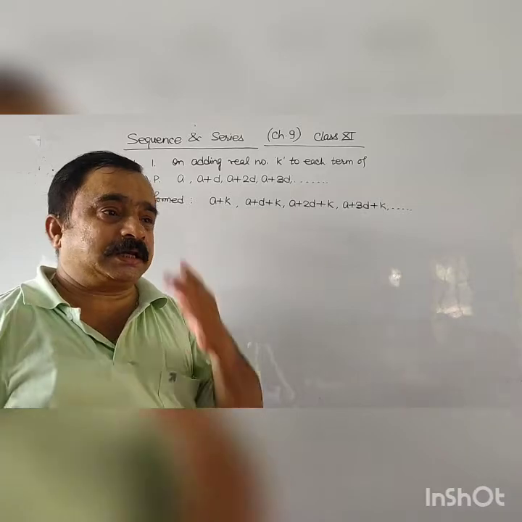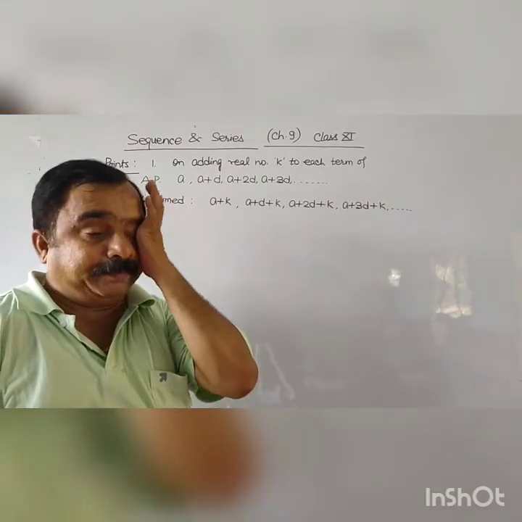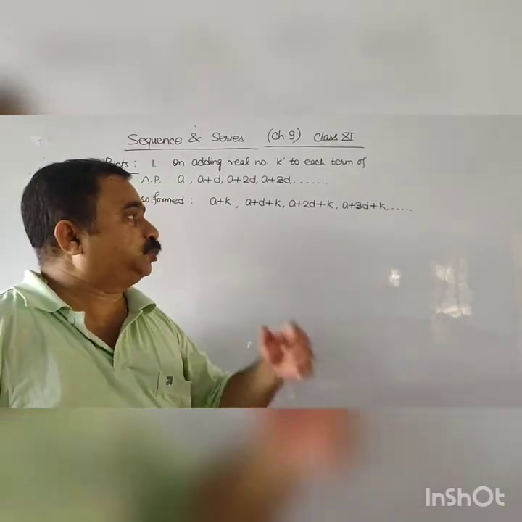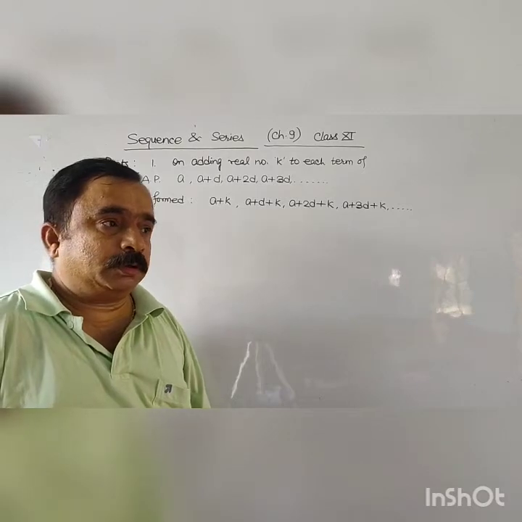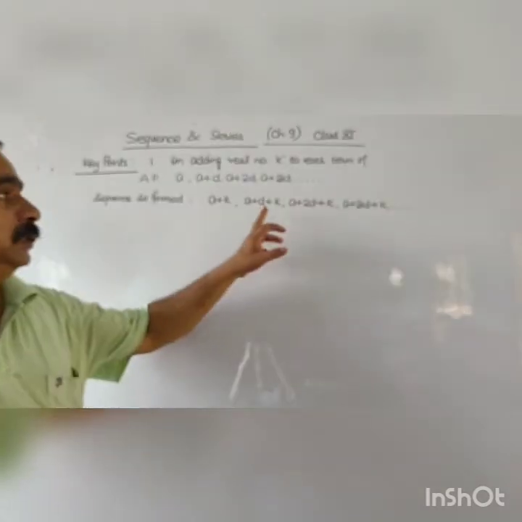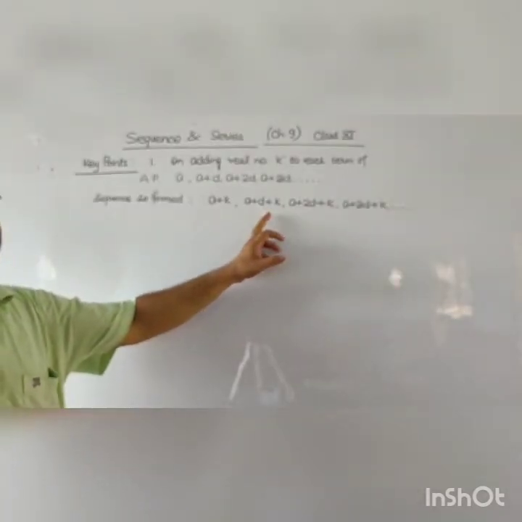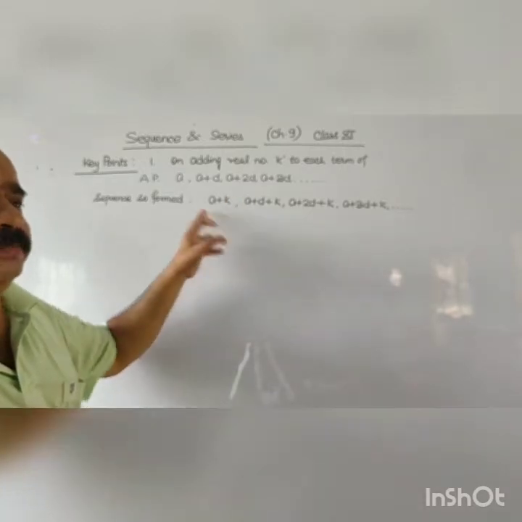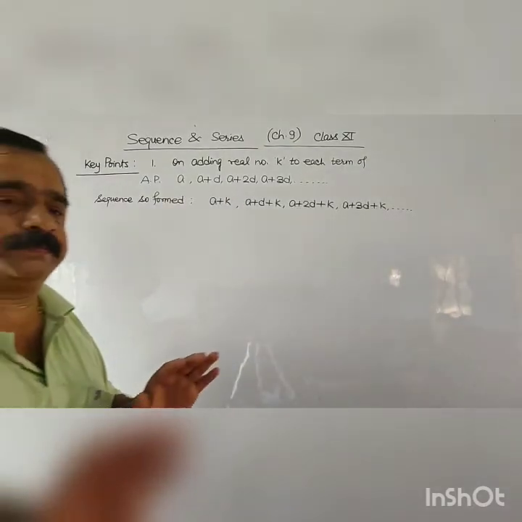What is the condition of a sequence or a series to be an AP? The condition is the common difference. The difference of the term with its preceding term remains the same. That is known as common difference.